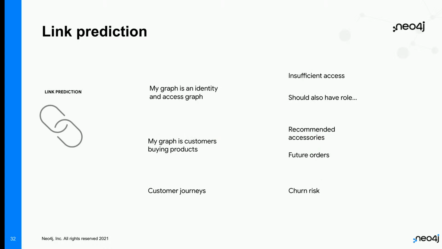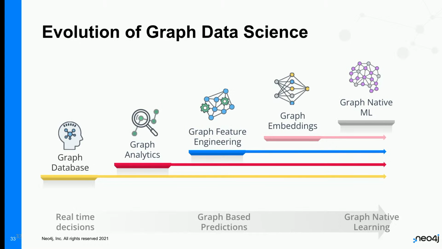Okay, and you can apply that to different contexts, whether it's identity and access management, customers buying products, or customer journeys. Each of these contexts, and I would argue that pretty much every data set you can find is going to have a reason for doing link prediction. Link prediction is one of the foundations of enriching a graph with Neo4j and with graph data science.